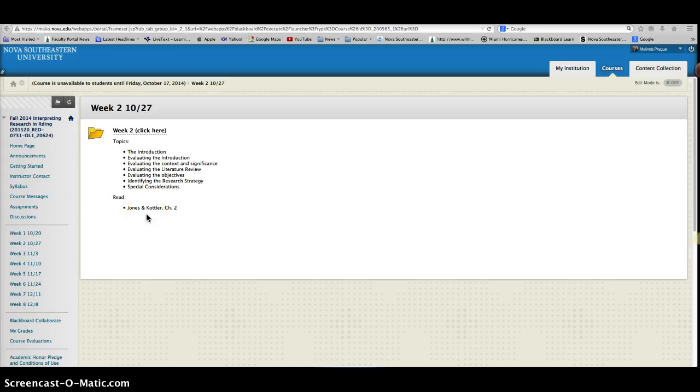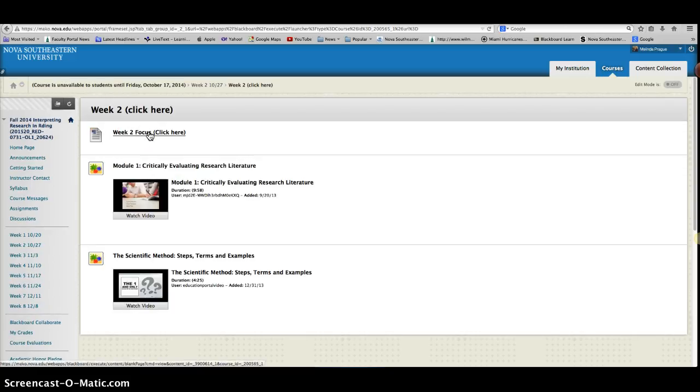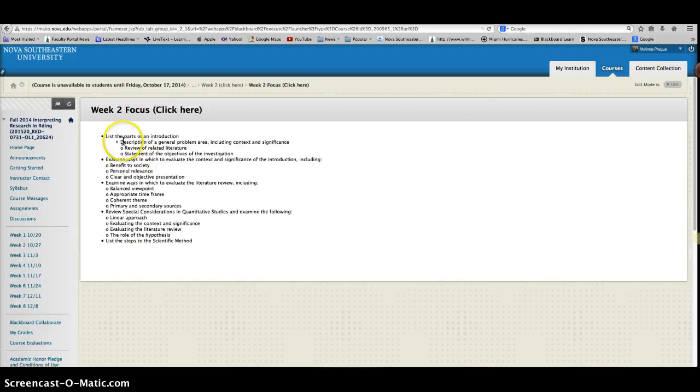We've asked you to read chapter 2 in your text, and our next step is to click here. More specifically, let's take a look at the focus. You should, after reading chapter 2, be able to list the parts of an introduction. You should be able to give a general description of the problem. You'll understand what we mean by related literature, as well as a statement of the objectives.